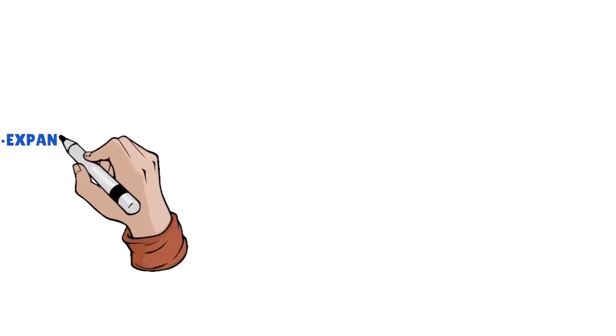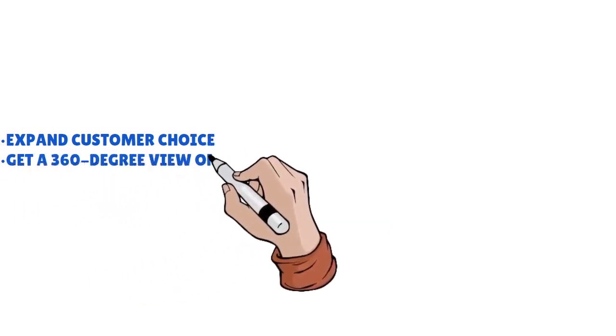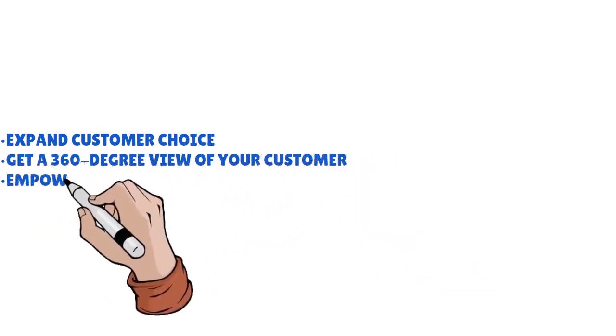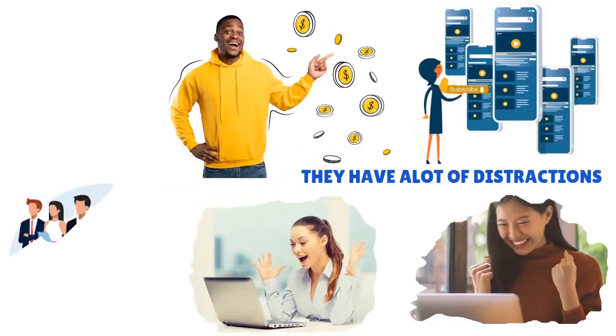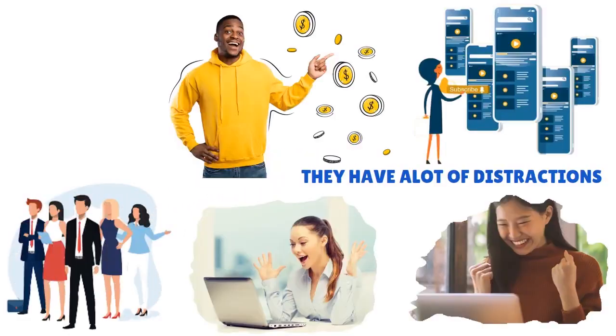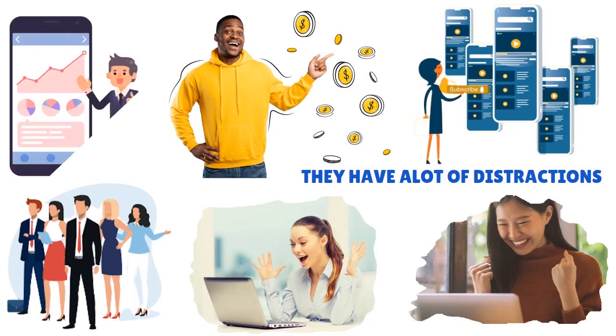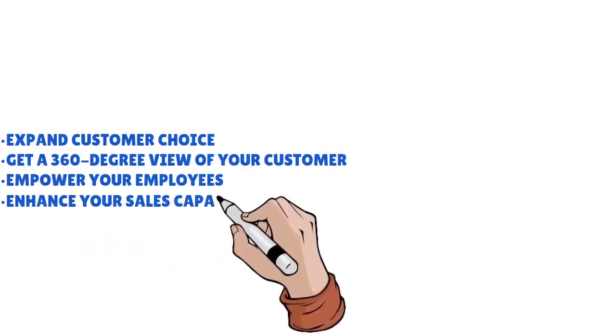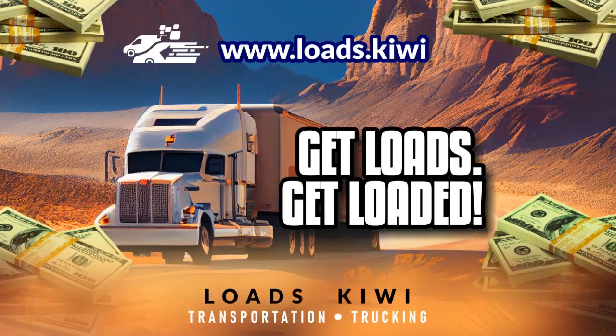So you are able, for instance, to expand customer choice. You're able to get a 360-degree view of your customers. You're able to empower your employees. So your teams, from your customer service to your sales and the marketing teams, have a level of granularity in terms of business intel, and you are able to enhance your sales capabilities in the end. So that's kind of cool.